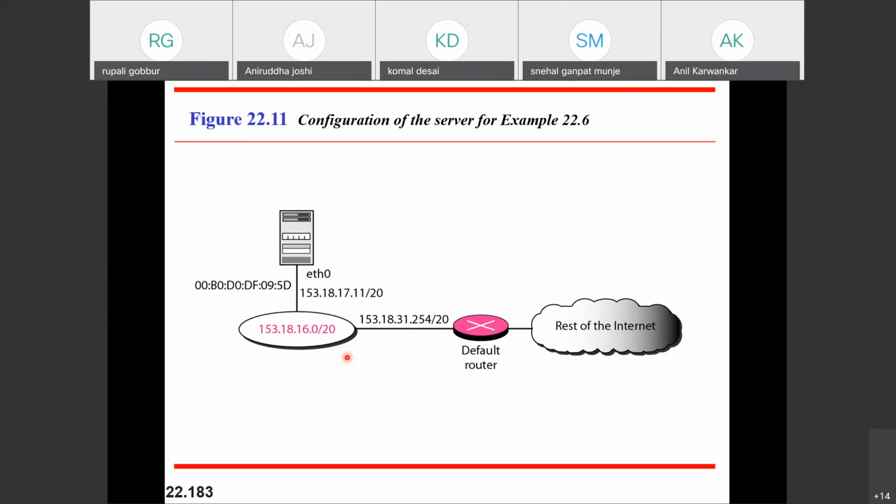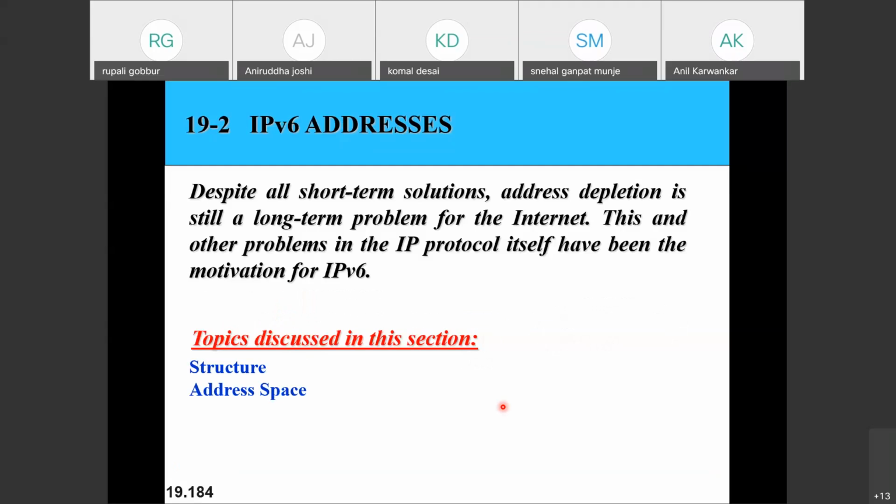So which will restrict the interface having the MAC address 00B0D0DF095D and the IP address in this configuration 153.18.17.11, because it's a class B type of configuration. The first two, 153.18, will remain the same, and the remaining will be variable, but that will be part of this particular network, and that's how the server is assigned the IP address.